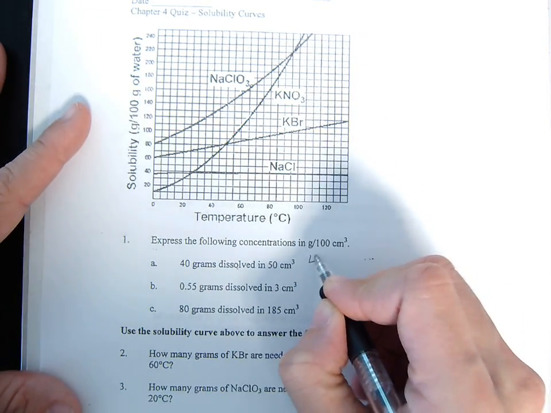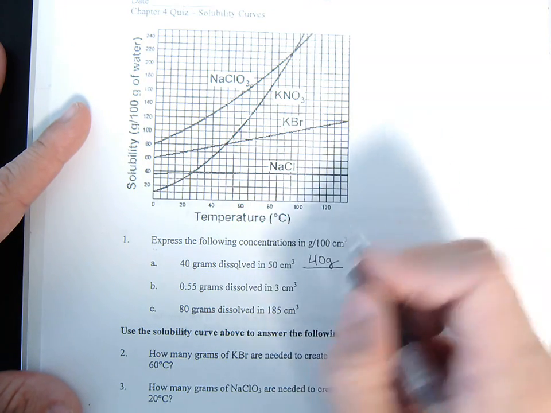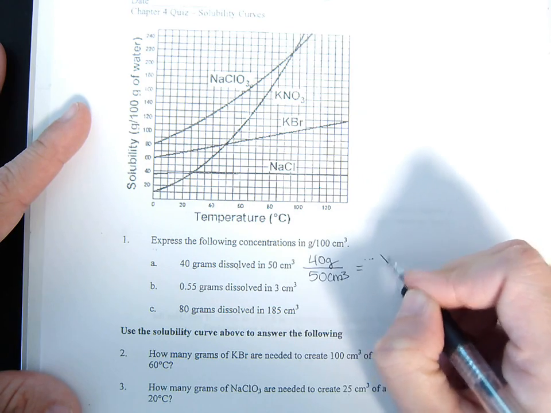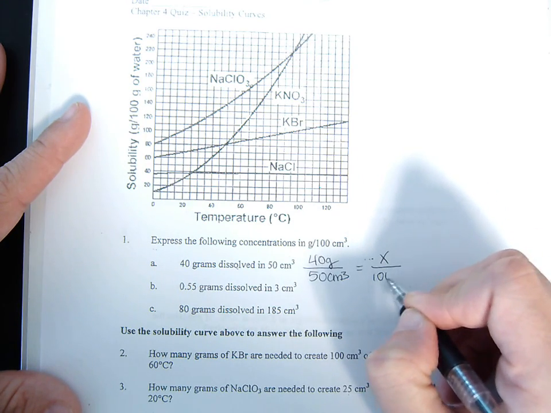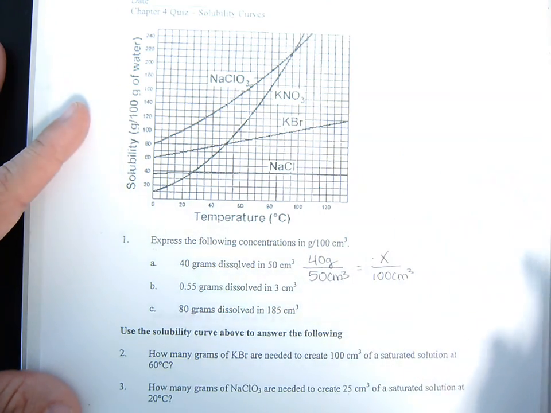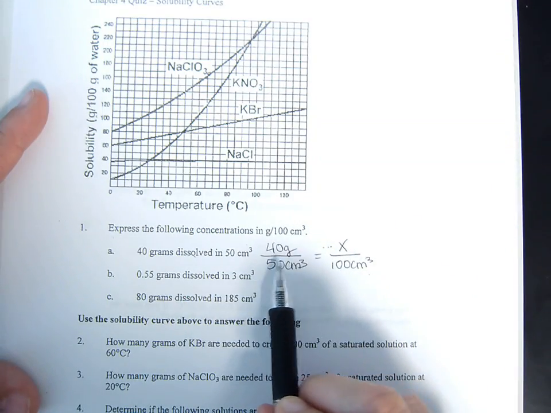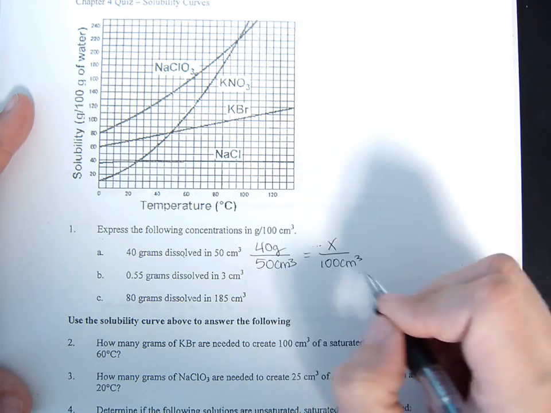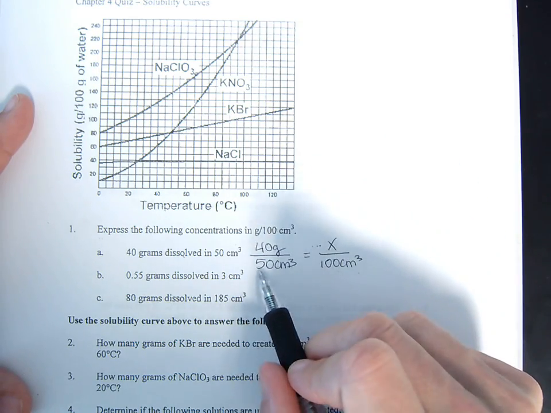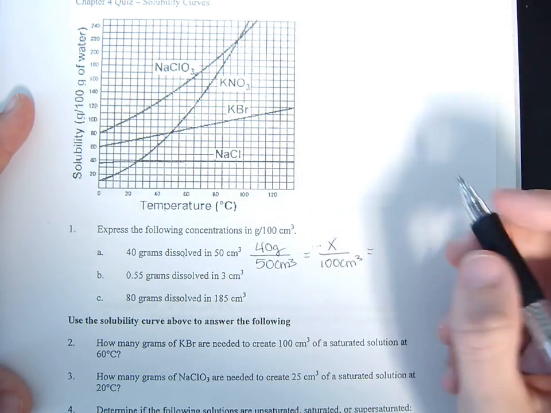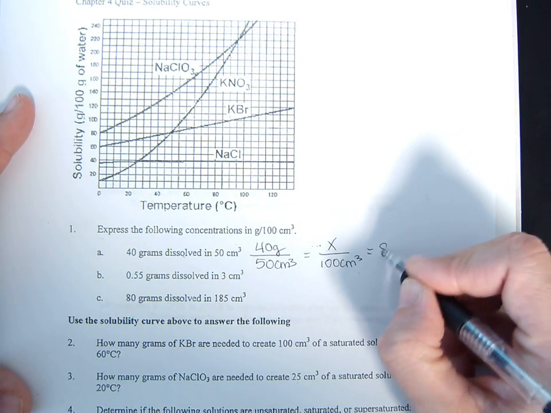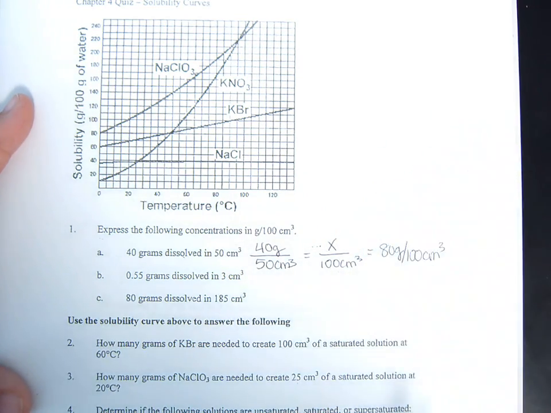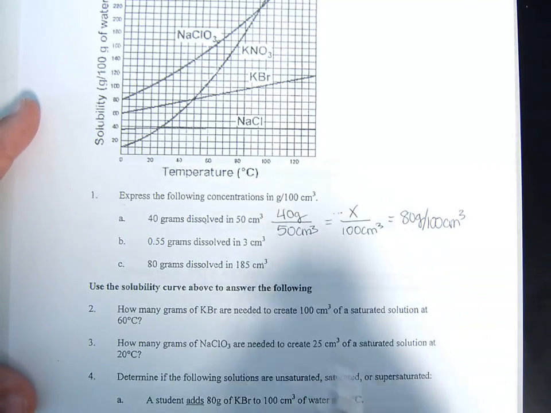So if I have 40 grams dissolved into 50 cubic centimeters, they want to know how many grams would dissolve in 100 cubic centimeters. Okay, this one's easy because you know that to get from 50 to 100, you just double that number. So you can set up a proportion, you can cross multiply. In this case, the number kind of presents itself pretty easily. So 80 grams per 100 cubic centimeters would be the concentration in grams per 100.